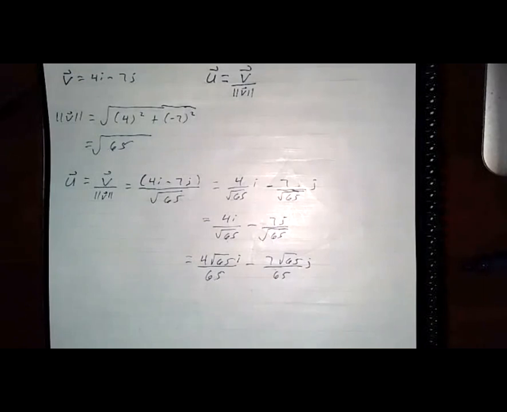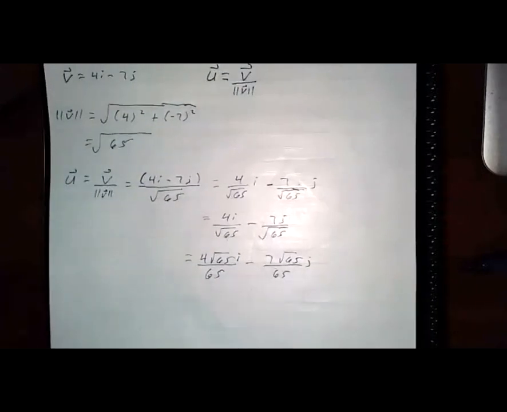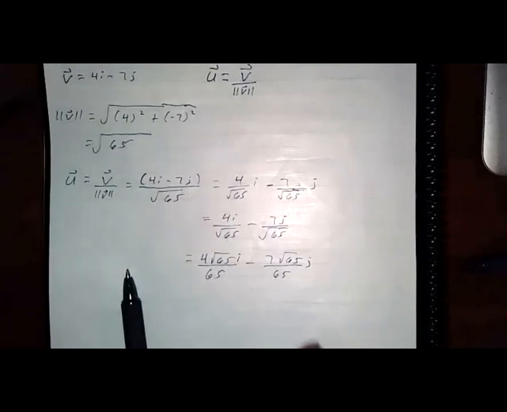Do you have any questions on number 6? So that's the answer on the bottom. This is the unit vector that's going in the same direction as V, but with a length of 1. So we shrank it down to just a length of one. Okay.